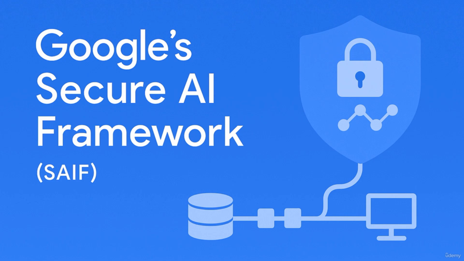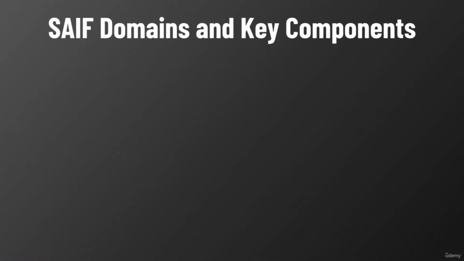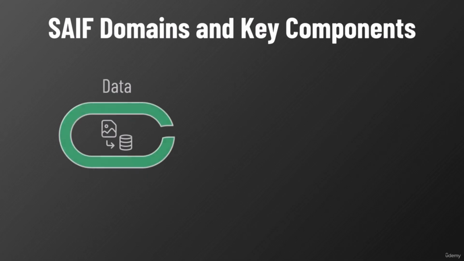Where OWASP delivers a focused technical checklist of specific vulnerabilities and attack vectors, SAIF provides a broader strategic perspective on building secure AI systems. Its emphasis lies not just on identifying risks, but also on embedding security best practices throughout the design, development, and deployment of AI applications. The SAIF framework breaks down secure AI development into 4 primary domains, each with its own critical components.